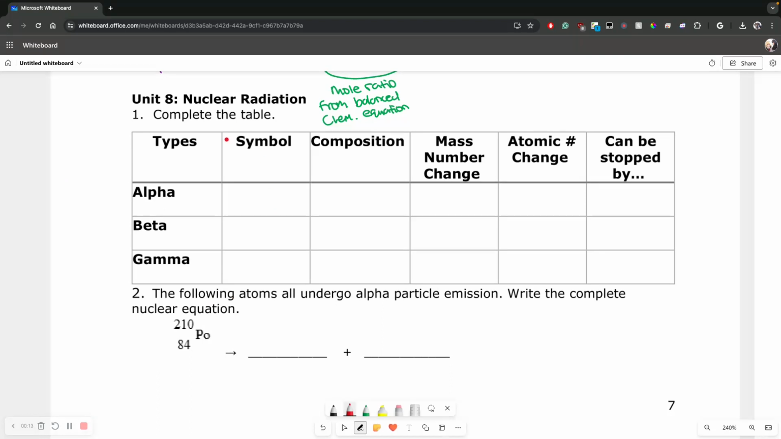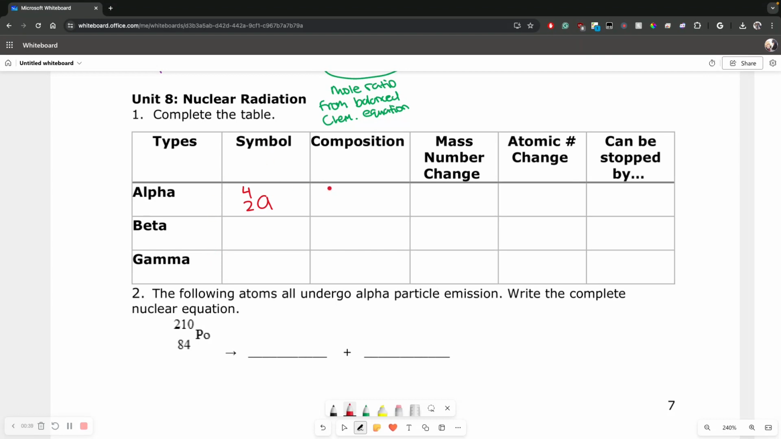So question 1 says complete the table, right? We're given alpha, beta, and gamma radiation, and we're supposed to fill out this chart. So what is the symbol for alpha radiation? Well, the symbol for this one is going to be 4 over 2 alpha. And remember, when we write this in isotope notation, this top number is our mass number and the bottom number is our atomic number.